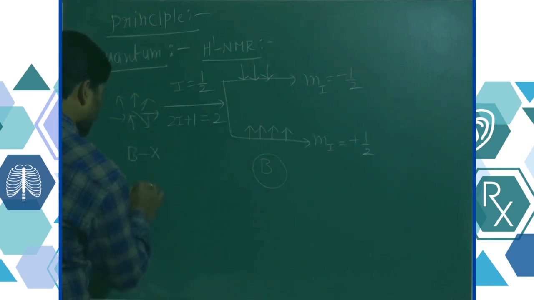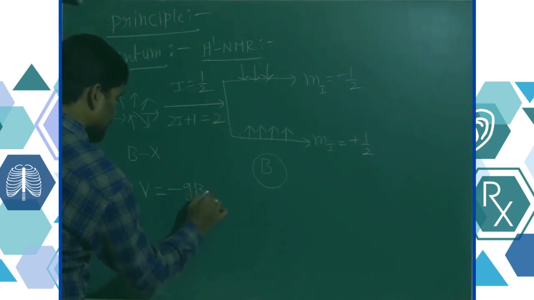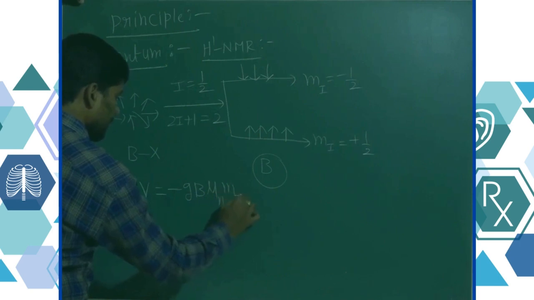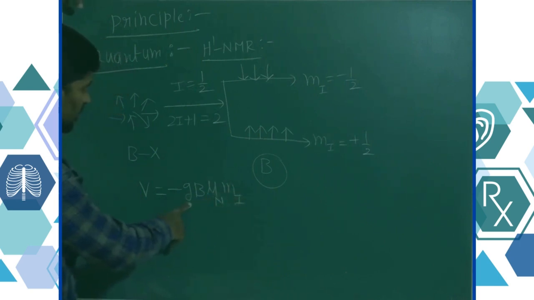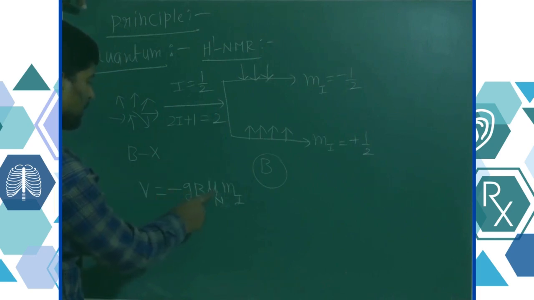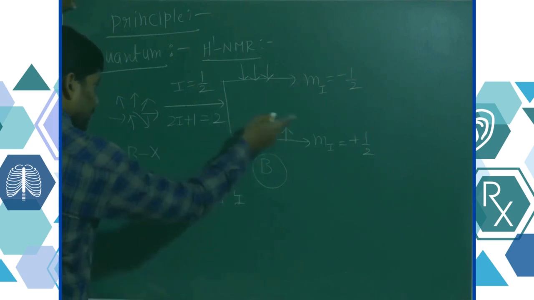Okay, and how do we give the potential energy of the protons? The formula for potential energy of the protons is minus g B mu n mi. Just to remember, minus g B mu n mi. g is the nuclear g factor, already discussed. B is the strength of the magnetic field. mu n is the nuclear Bohr magneton. mi is the magnetic spin quantum number.